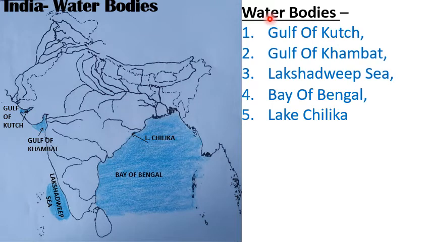Water bodies, we will use blue color to indicate water bodies on the map. Gulf of Kutch, a gulf is a water body surrounded by land from three sides. So this is Gulf of Kutch. Gulf of Khambat, Lakshadweep Sea between India and Lakshadweep Island. Bay of Bengal, this water body. You will not mark below Kanyakumari. This is Bay of Bengal, and this one is Lake Chilika.